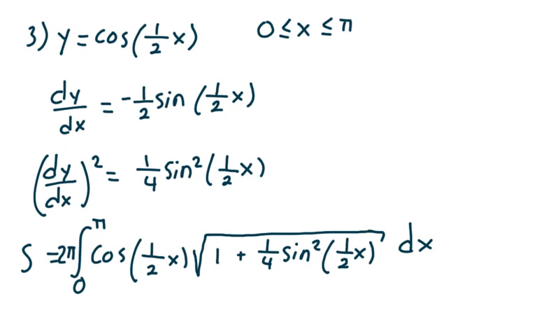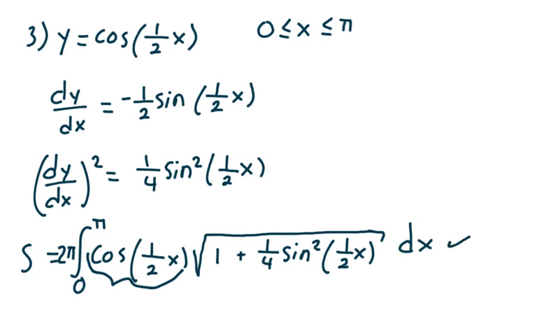Notice how y is a function of x. dy/dx is equal to negative 1/2 sine of 1/2 x. (dy/dx) squared is 1/4 sine squared of 1/2 x. So S is 2 pi times the integral from 0 to pi of y, which is cosine of 1/2 x, ds, which is the square root of 1 plus 1/4 sine squared of 1/2 x dx.